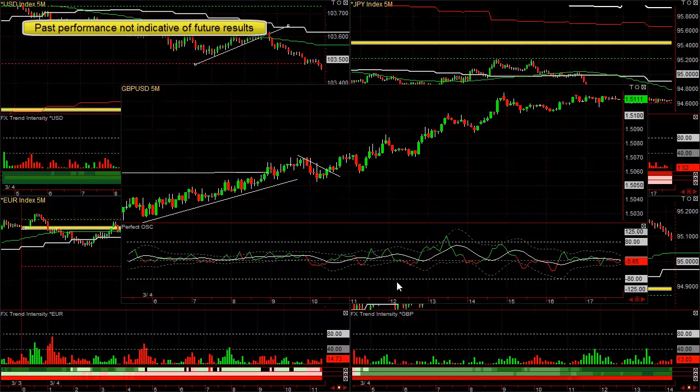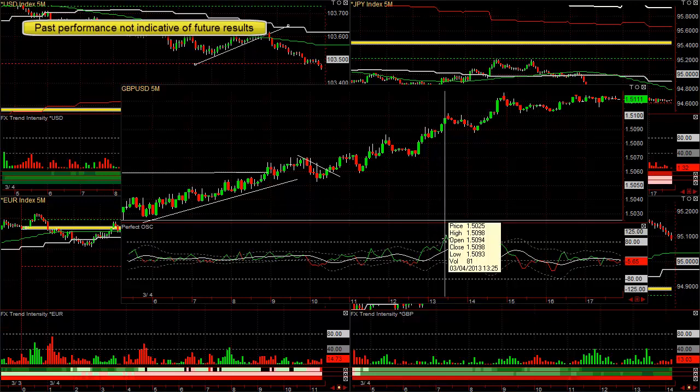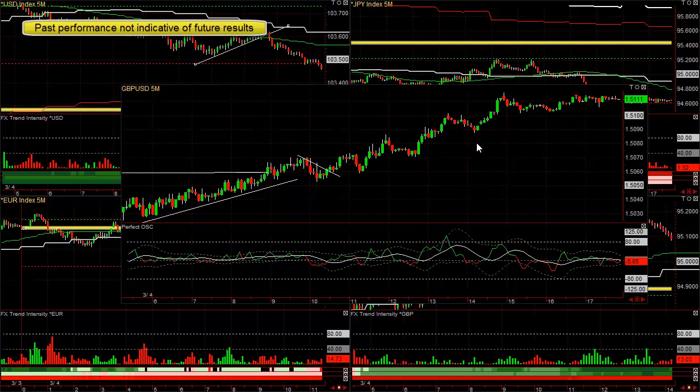At the plus 80 and minus 80 level, the market's extremely overbought and oversold. You can see the market stopped going up, pulled back. There's no oversold all day. And also it allows you to time pullbacks.